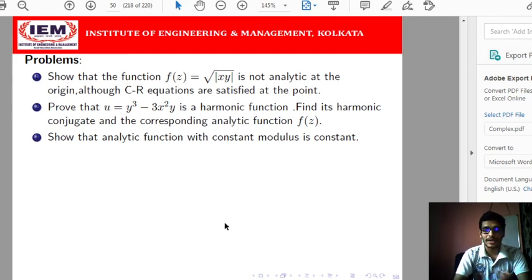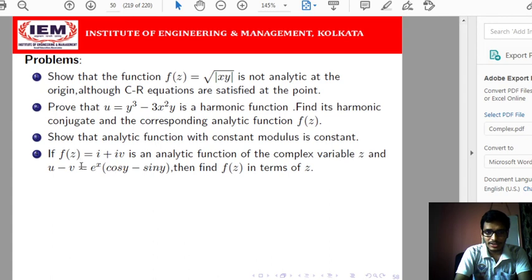And for the third one, the last problem that I have discussed, you need to do it in that same way. So you need to show the analytic function with constant modulus. That means if mod of f(z) is equal to a constant c, then you need to show that the function f(z) will itself be a constant function.